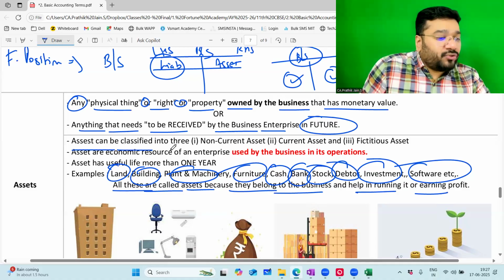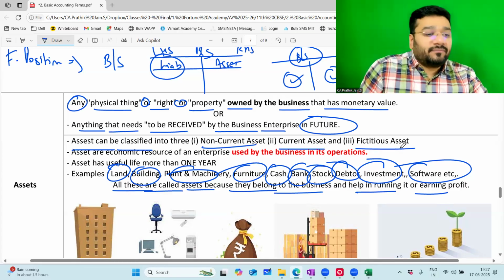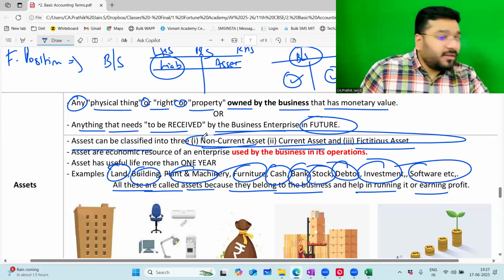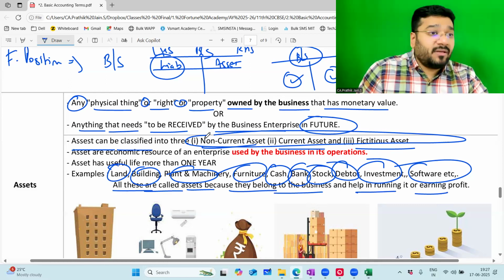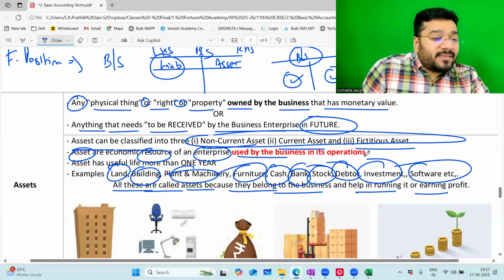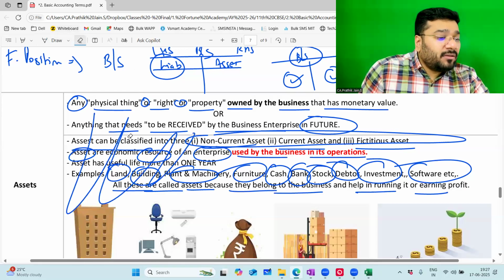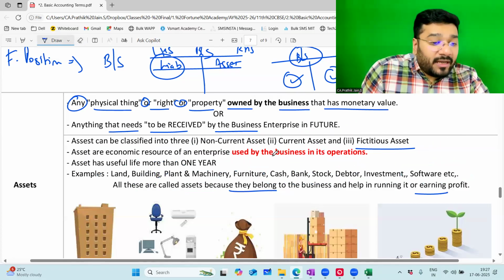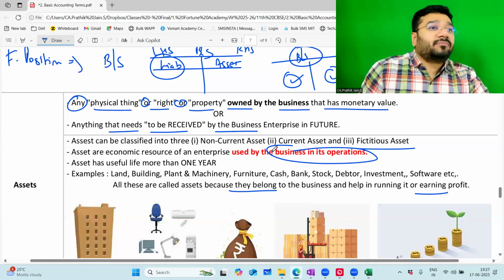Asset can be classified into three categories: non-current asset, current asset, and fictitious asset. This will be discussed extensively in the 12th standard. We have non-current asset, current asset, fictitious asset in your syllabus, not in 11th, but in 12th. Assets are the resources of an enterprise used by the business in its operation. Correct? Any problem? I'm using the assets in the course of running my business. It is helping me in my business operation.